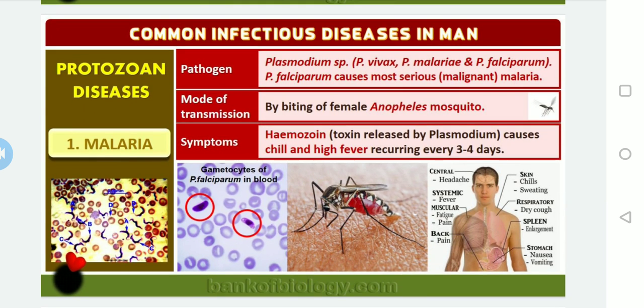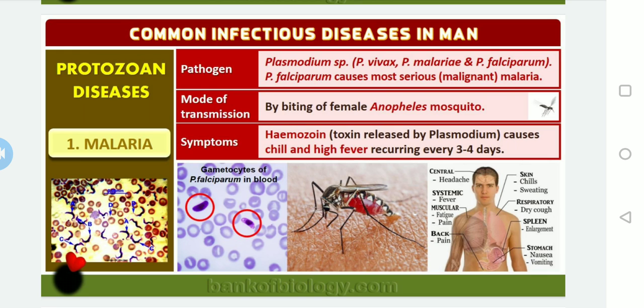After the viral disease, the common cold, we have to study another important type of disease, that is the protozoan diseases. In protozoan diseases, your syllabus gives malaria and amoebiasis. So let us study both.